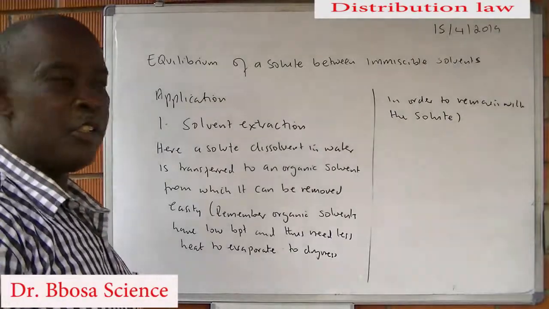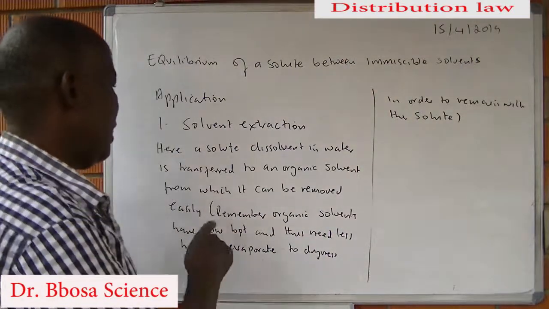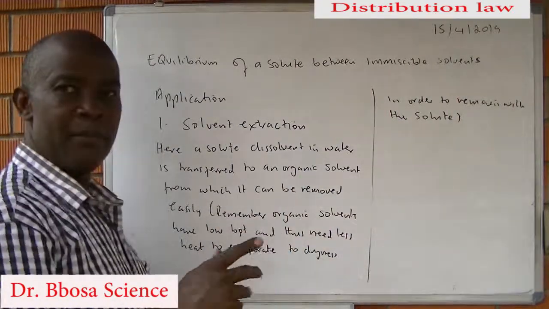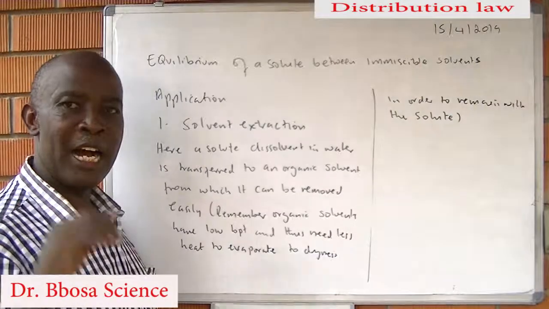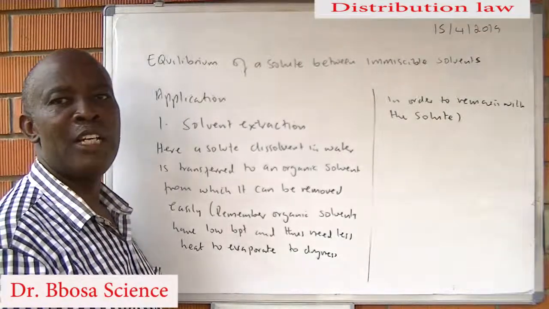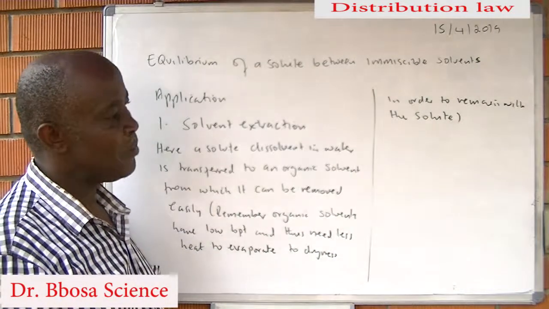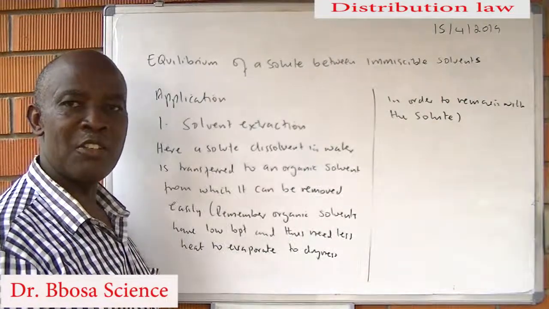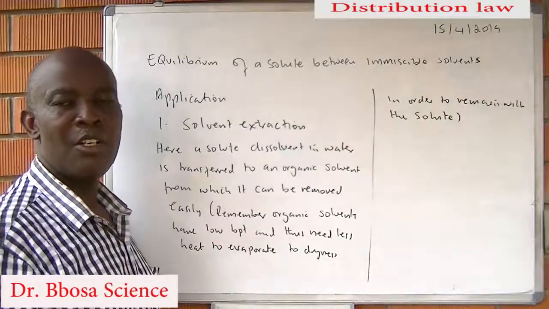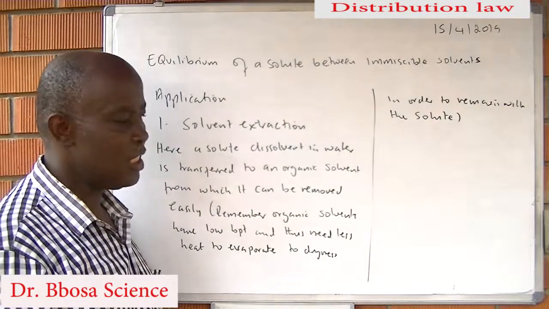Application 1, solvent extraction. Here, a solute dissolved in water is transferred to an organic solvent from which it can be removed easily. Water has a very high boiling point, very high specific heat capacity, and very high specific latent heat of evaporation. So evaporating a kilogram of water which contains a solute may need a lot of energy. But transferring the solute into another solvent which can be evaporated easily can save energy and reduce the cost of production.